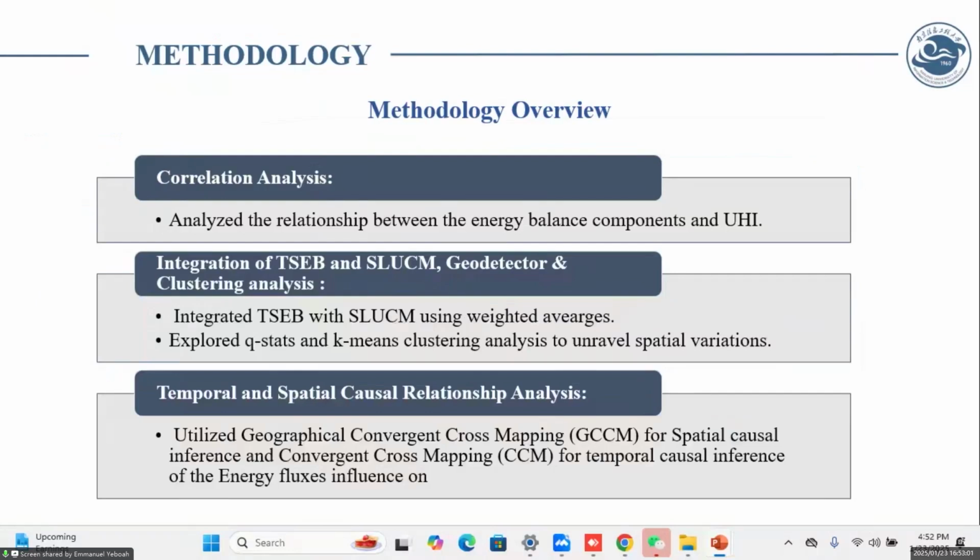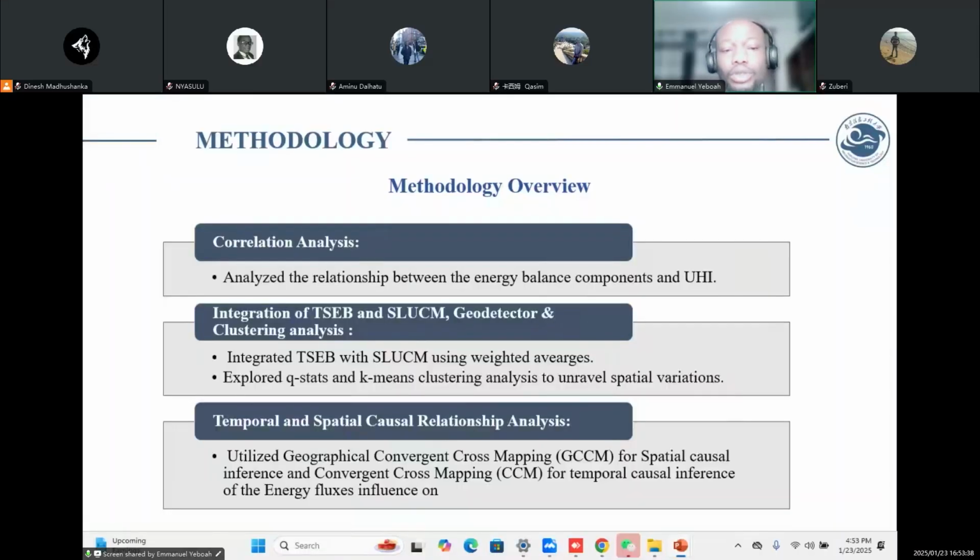So moving on. As I said, we introduced an integration method where we integrated the two source energy balance model with the single layer urban canopy model. In this case, we used what we call weighted averages. Basically, those who are into energy balance see that the sensible heat is very related to the single layer urban canopy model. So we integrated the formula of the single urban layer canopy model into the sensible heat flux component of the two source energy balance component using weighted averages.